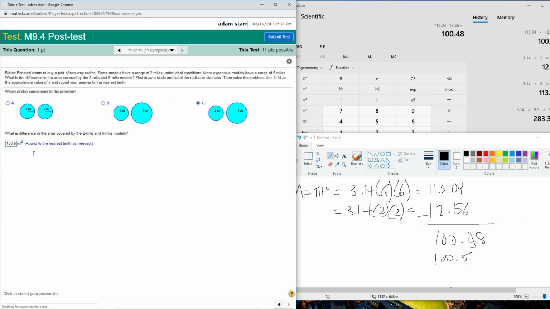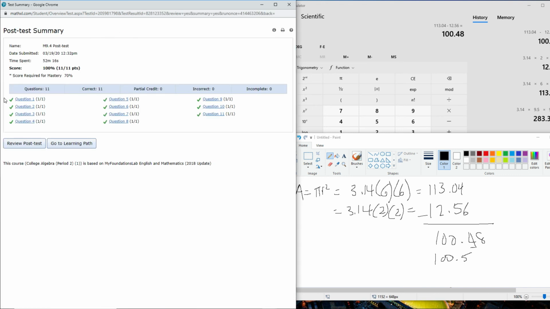Let's submit. I'm just going to make sure I did not make a mistake. Okay, so you have all the work for each question. Obviously, again, you'll have to change your numbers, but hopefully this was useful.